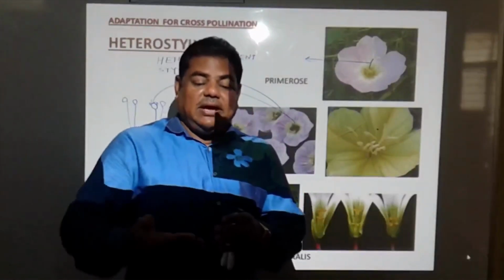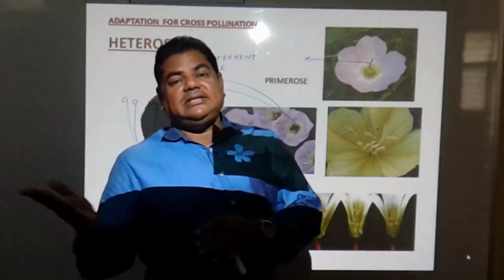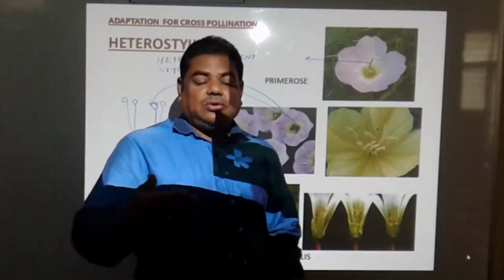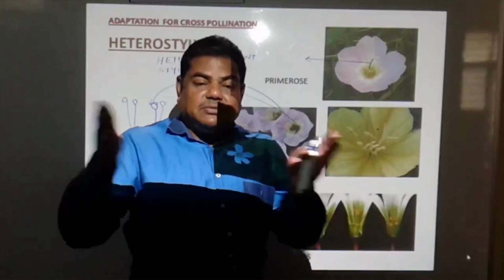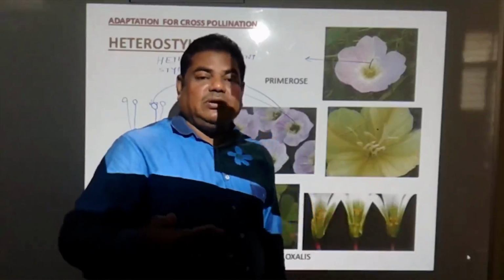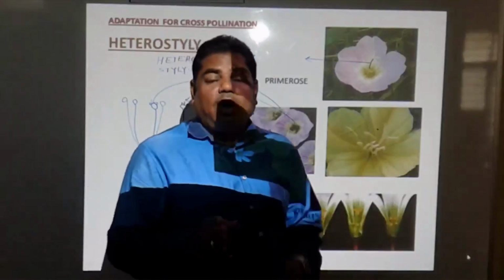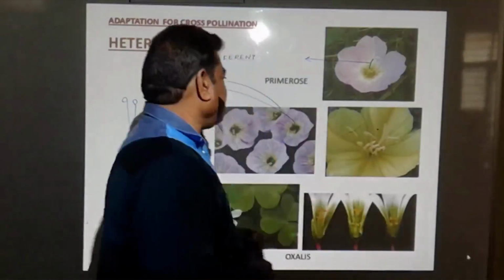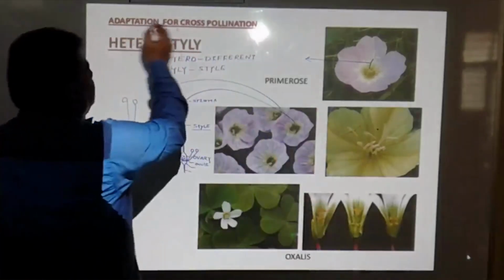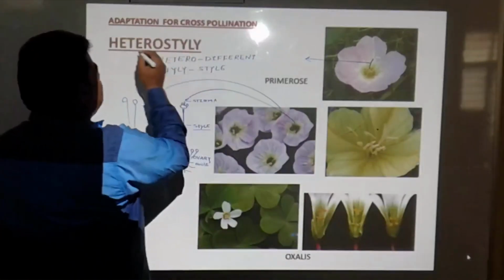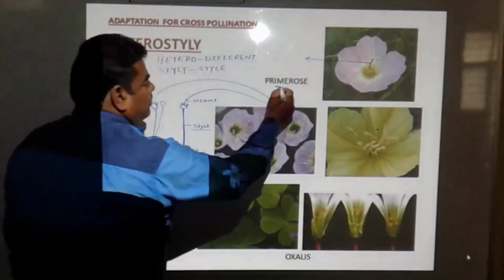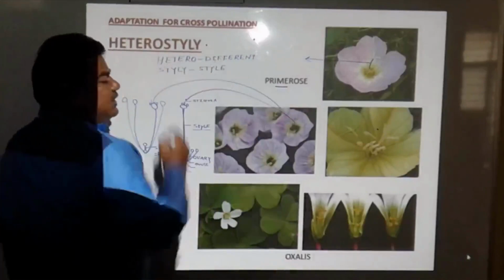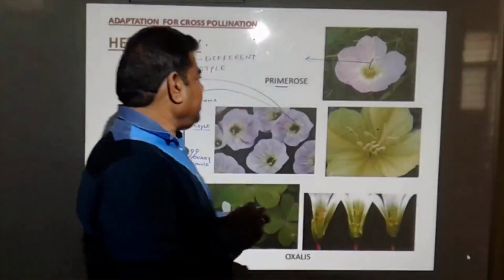to gain a good character, to gain a high breed, to gain a dominant or good character in that plant. It also leads to evolution, to form a new species. All these plants gain cross-pollination in nature like this. So adaptation for cross-pollination is carried out in primrose and in Oxalis. By this method we call it what? Heterostyly.